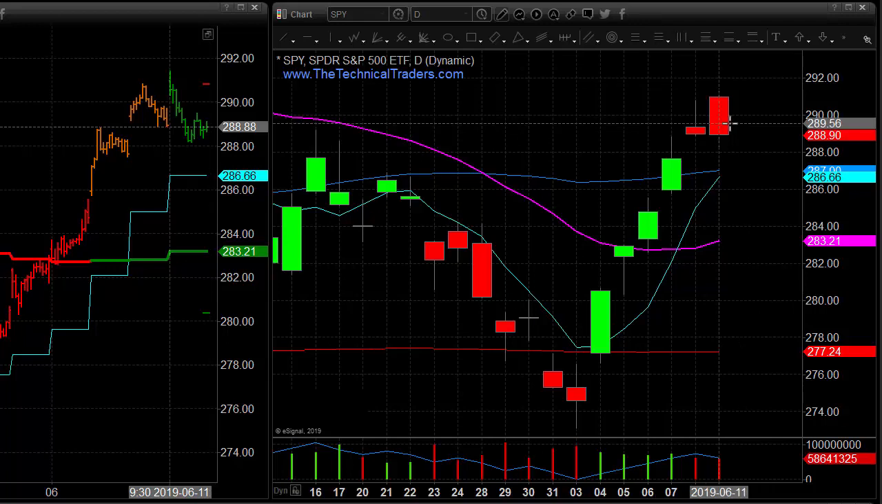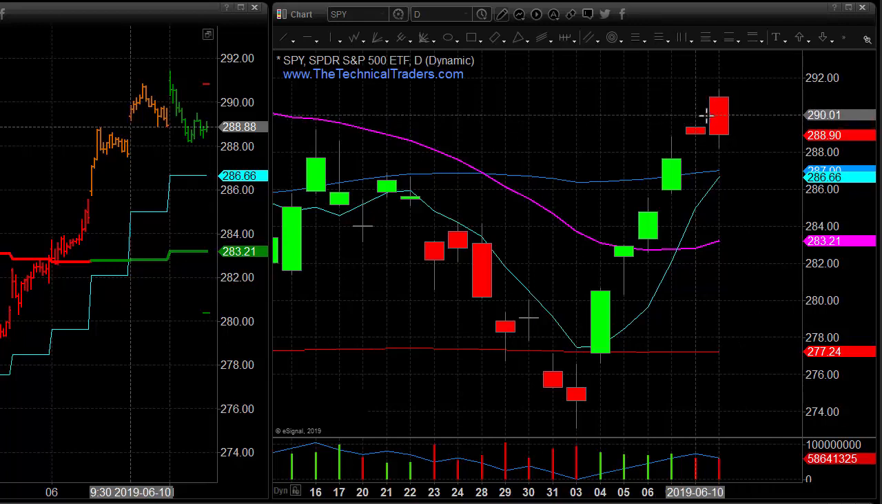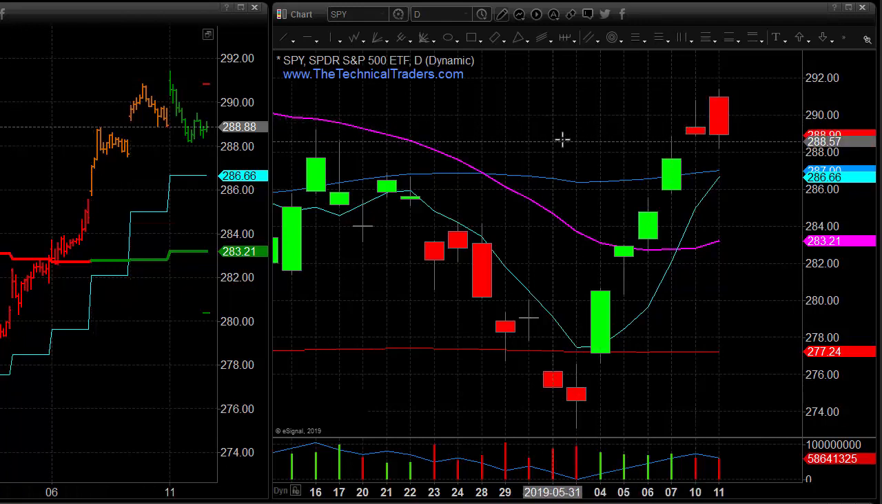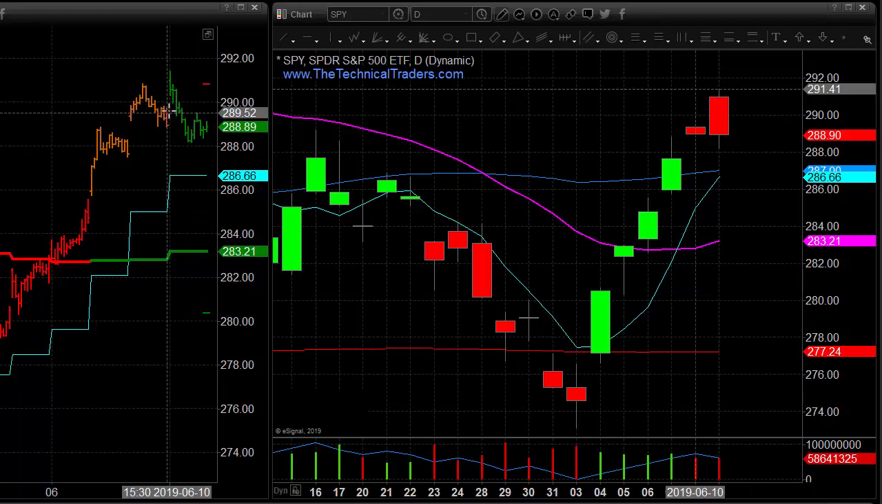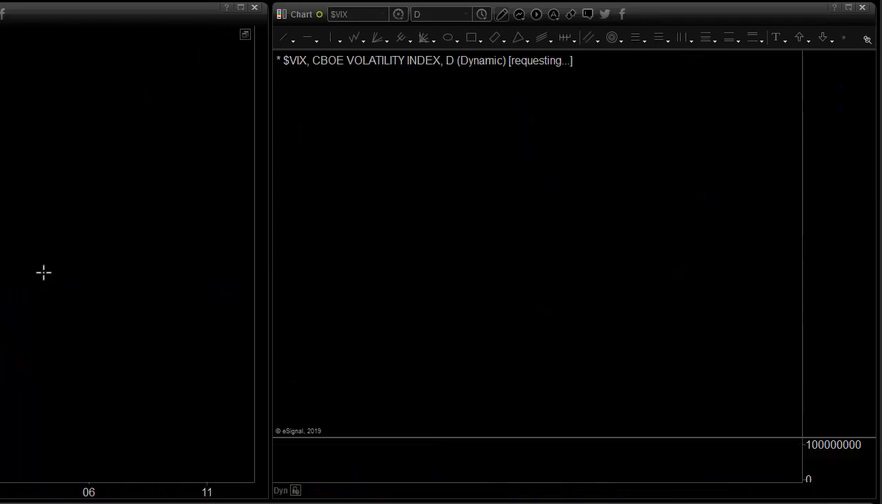It's best to watch the market from two different lenses, one regular trading hours, one 24-hour chart, to get a vibe of what the big volume is doing. So let's take a look over at the VIX.